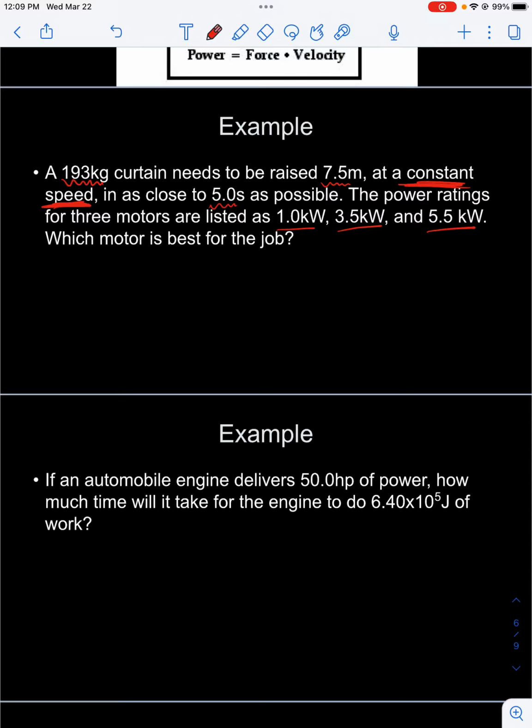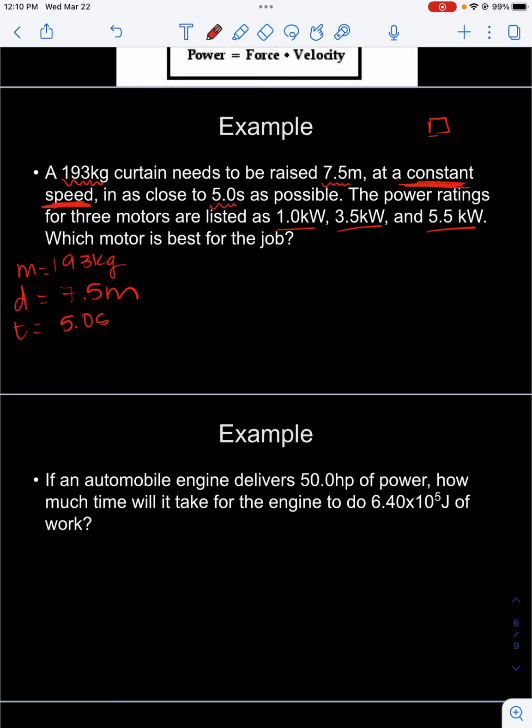If we want to know which one of those motors is best for the job, then we need to know how much power it's actually going to take to lift this curtain 7.5 meters in 5 seconds. So that's what we're going to do. We know we have a mass of 193 kilograms. We know our distance is our height of 7.5 meters. And we know that our time is 5 seconds.